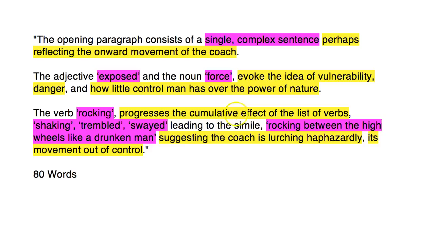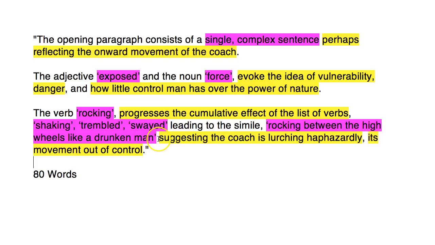The verb "rocking" progresses the cumulative effect of the list of verbs "shaking, trembled, swayed," leading to the simile "rocking between the high wheels like a drunken man." Now this is why I'm suggesting you need lots of embedded quotations. Here you've got those quotations, the verbs embedded, but you've also got this new quotation about the simile all in the same sentence. Why? Because this is exam conditions and you only have 8 minutes to answer this question. 8 minutes is nothing. So the examiner gets around that by getting rid of P paragraphs, linking embedded quotations together in the sentence. So I hope you can see how that works.